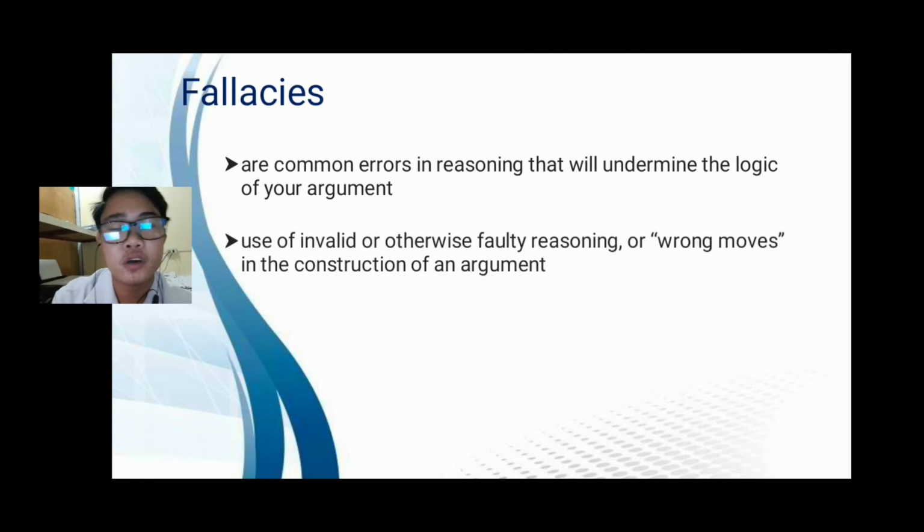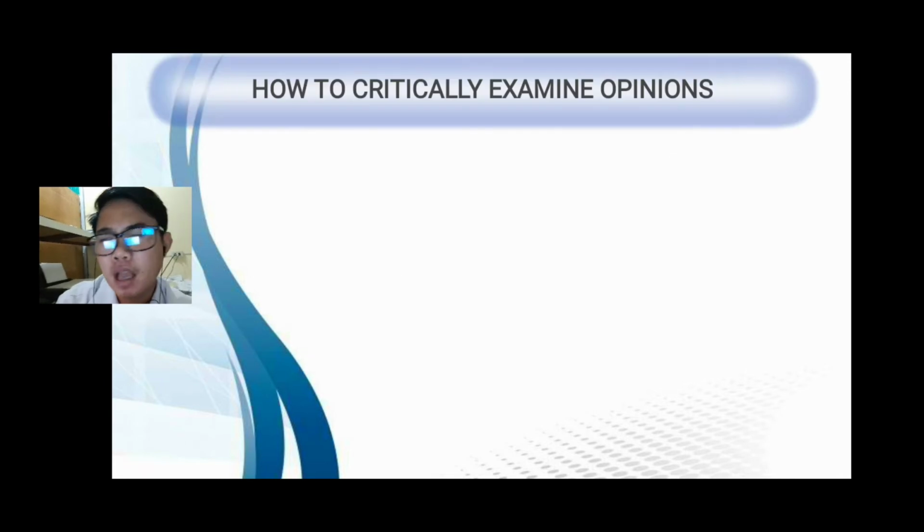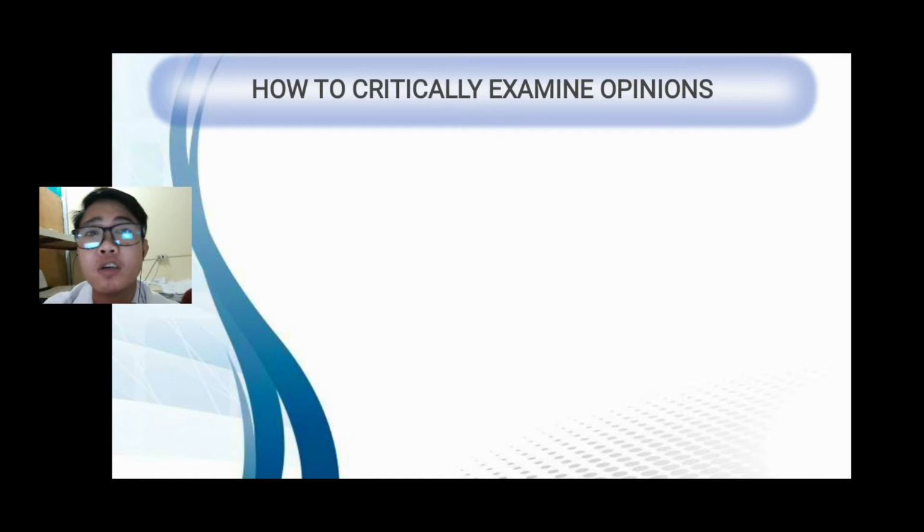In other words, it is the use of invalid or otherwise faulty reasoning, or wrong moves in the construction of an argument. These are also a group of statements that appear to be arguments but fail to support the conclusion. Sorry for the typographical error, it is supposed to be group of statements. In other words, fallacies are defects, or faulty reasoning, that weaken an argument.